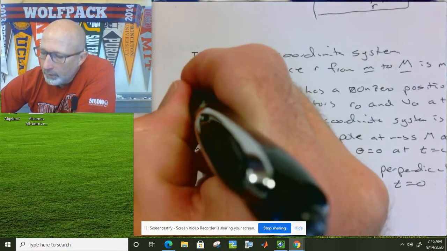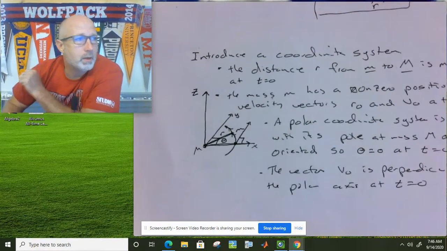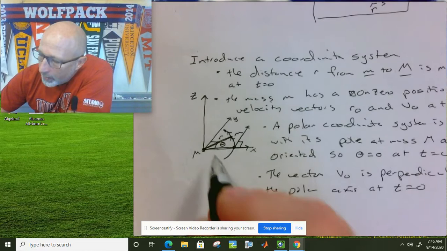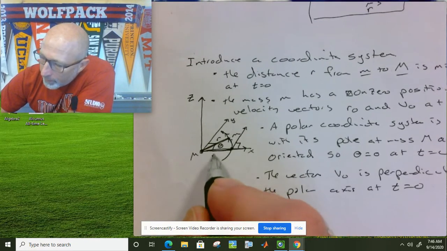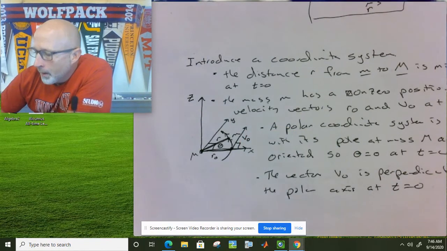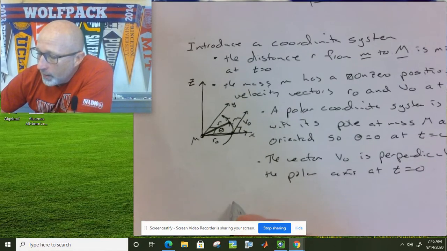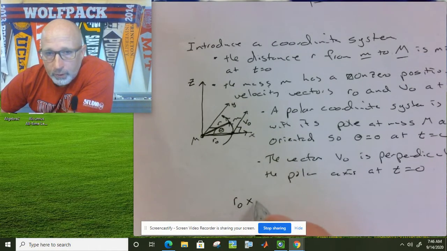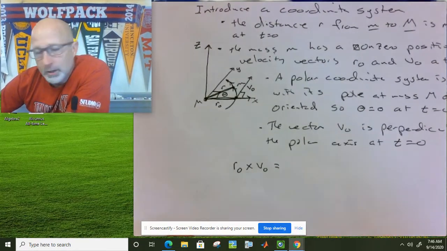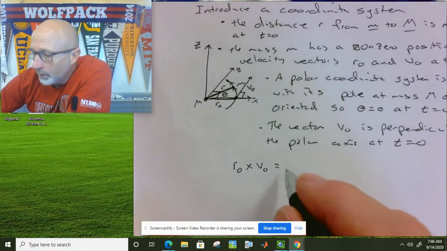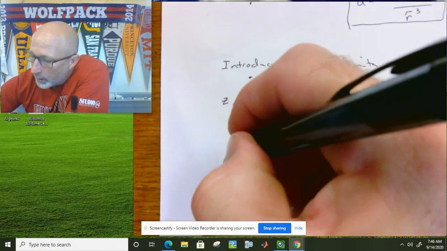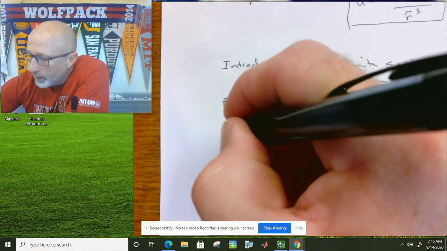So this is the z-axis. I know that r naught is going to be this vector right here, and this vector right here is going to be v naught. When I take r naught and cross it with v naught, I should get some vector that's perpendicular to it. That's the definition of cross product. So you're going to get some vector, and I'm going to call that vector b. So this vector, when I cross it, is going to be that vector right there.